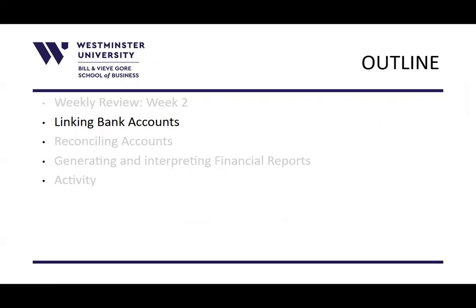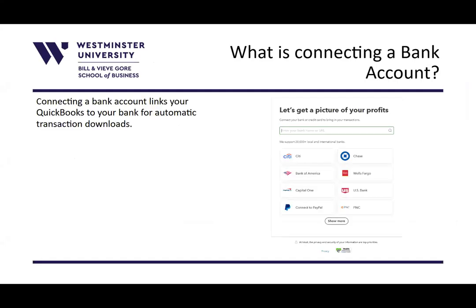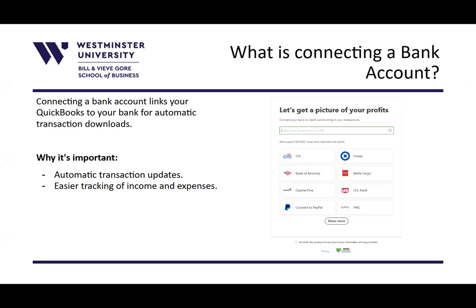Let's now start with the first section of this week 3, linking bank accounts. Connecting a bank account in QuickBooks allows you to link your financial institution to automatically download transactions. Here's why that's really important. Automatic transaction updates save time and ensure accuracy. It makes tracking income and expenses easier, and it provides real-time financial insight for better decision making.